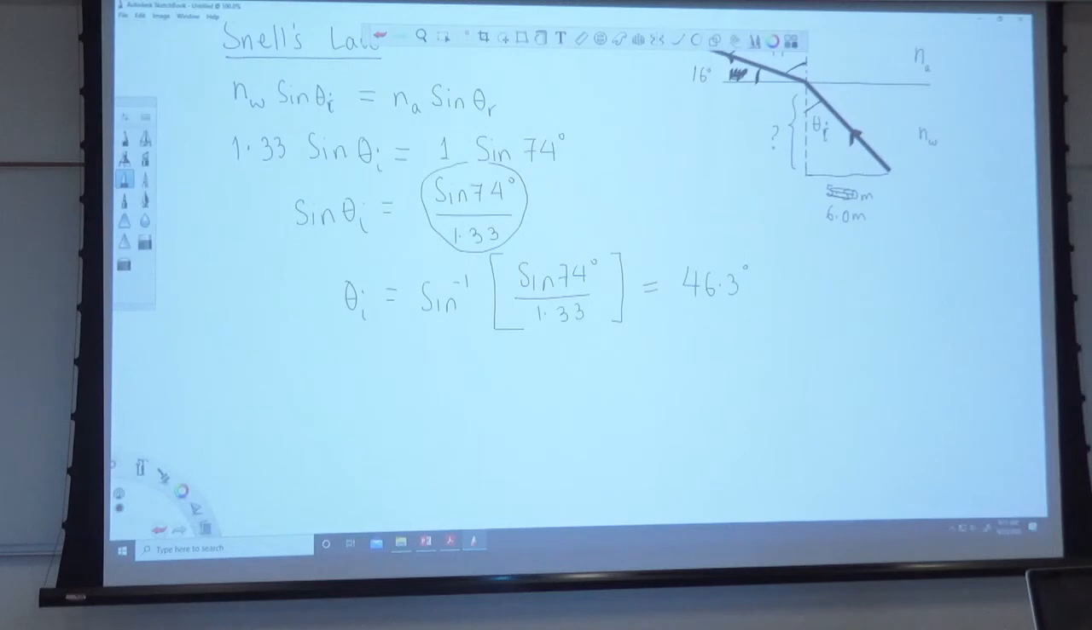Now, look at this triangle. So we have this triangle. That's theta I, and that's 6 meters, and this is unknown. In this triangle, tan theta would be opposite, which is 6 meters, over base, which is the question mark. This is the opposite, because our angle is that. So the question mark would be 6 over tan 46.3 degrees, and that will give me my answer. So let's find that out.